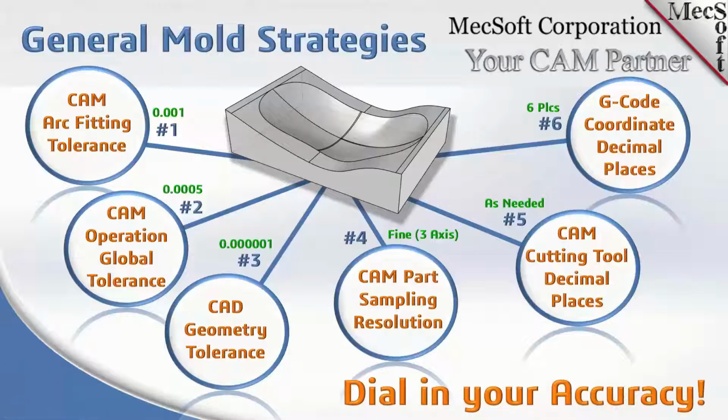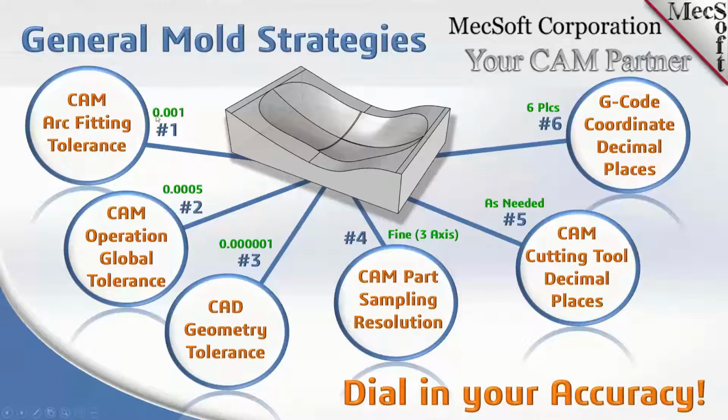Dialing in your accuracy. We have 6 areas in RhinoCAM that you want to check and adjust depending on the accuracy requirements of your customer. Typically you will start with the arc fitting tolerance. Obviously, if you're fitting arcs on your cavity, you want that to be your final highest resolution accuracy. From there, we'll back off and do the CAM operational global tolerance. I'm going to go through these and show you in the part.